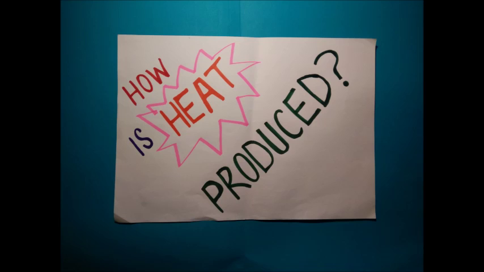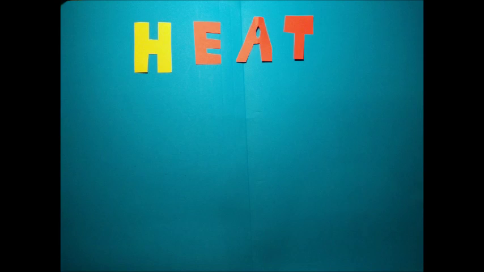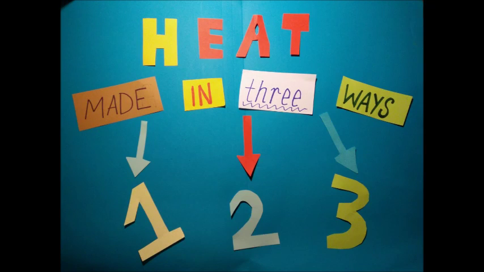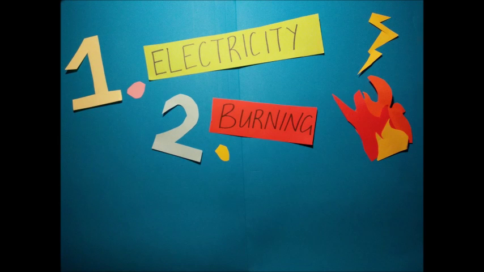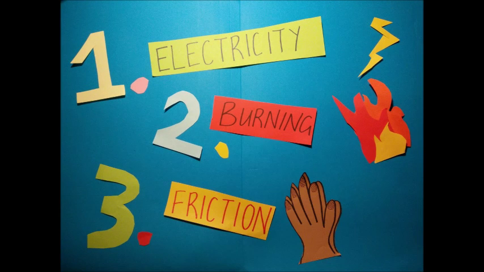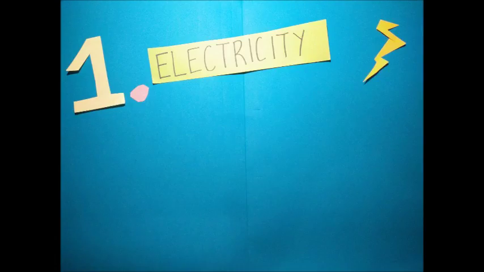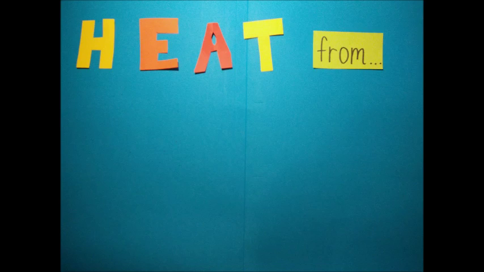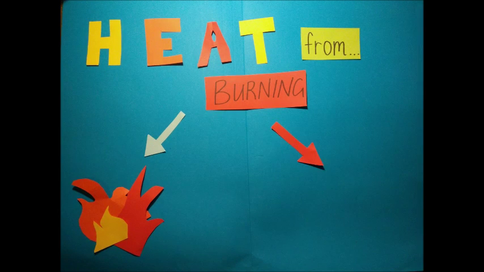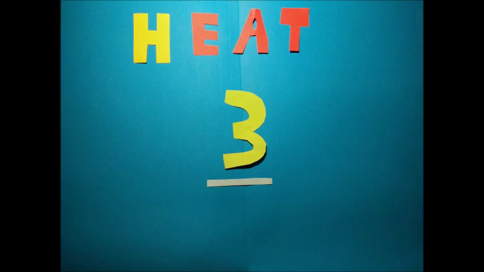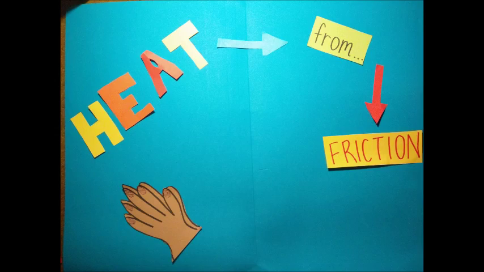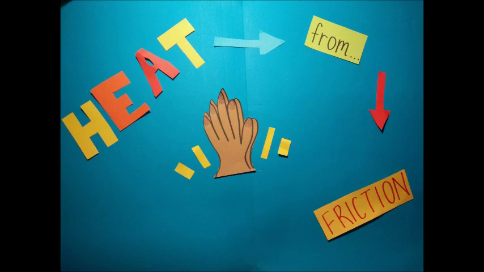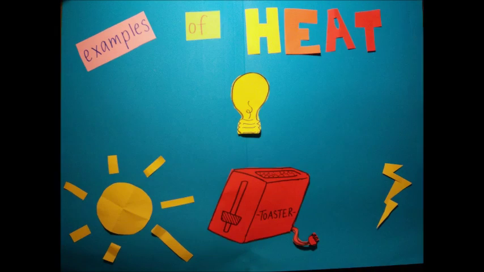Right, next question. How is heat produced? Well, heat can be made in 3 different ways. It can be produced through electricity, burning, or friction. Heat from electricity can include things like heaters, lights, and toasters. Heat from burning can include fire and the sun. And heat from friction can be from rubbing things together, like your hands or some sticks. There are many examples of heat in what we see every day.